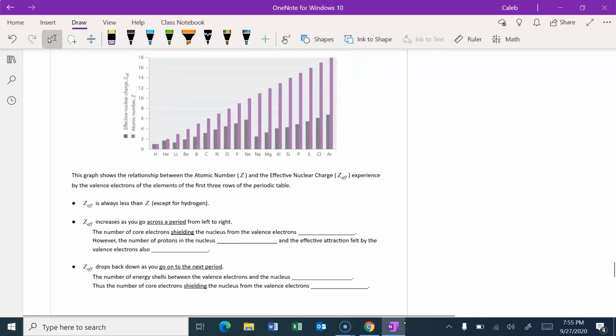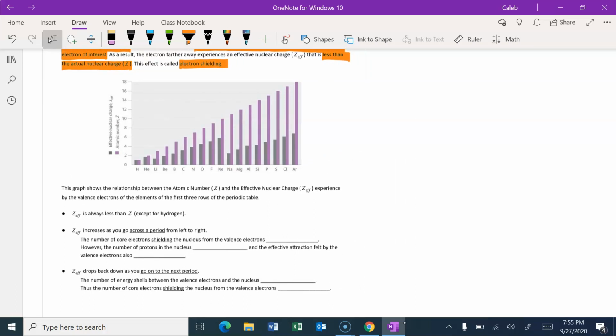Okay, this graph shows the relationship between atomic number, Z, and the effective nuclear charge, which is Z effective. That means it's being canceled out by some of the electrons in lower energy levels. That is experienced by the valence electrons of elements of the first 3 rows of the periodic table: hydrogen, helium, lithium, beryllium, boron, carbon, and so on. The effective nuclear charge is gray, and the purple bar is the atomic number. The atomic number always increases as we go across, going up 1 each time.